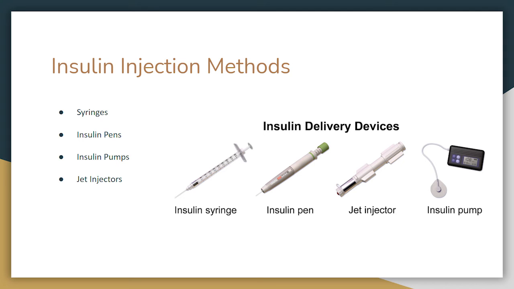In addition to types of insulin, there are also different methods of receiving insulin. There are insulin syringes, insulin pens, jet injectors, and insulin pumps. All of these devices have their own applications in regards to treating diabetes, but the specific details behind their function goes beyond the scope of this presentation.